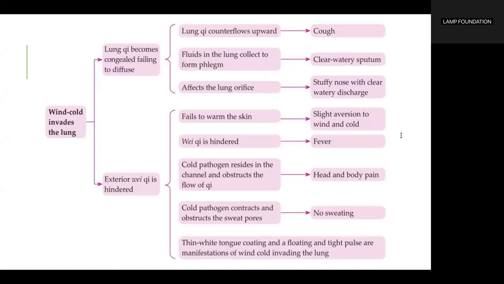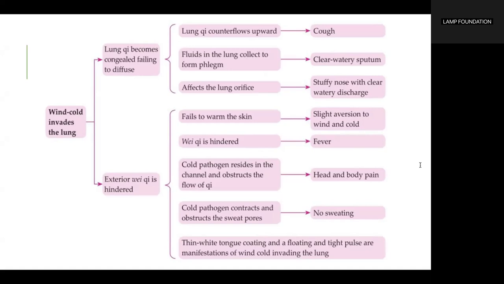Analysis: this pattern is mainly caused by the exterior wind cold pathogen invading the Wei-Qi level of the lung system and impairing the lung's dispersing function. There will be a powerful qi or pathogenic factor that has been potent enough to pierce the body's Wei-Qi. The invasion can arise if the person has been exposed to climatic wind or cold, but it can also arise after exposure to artificial air conditioning.